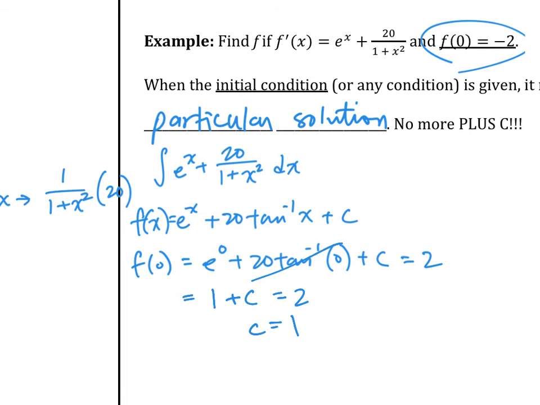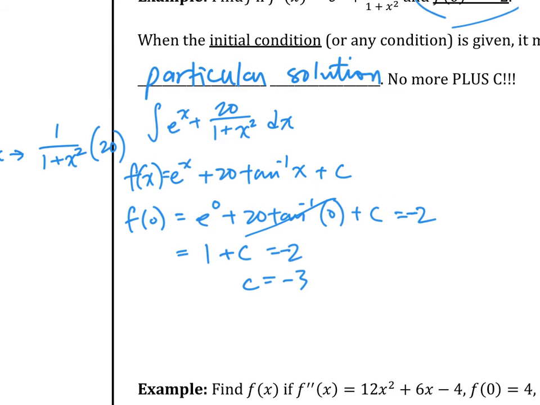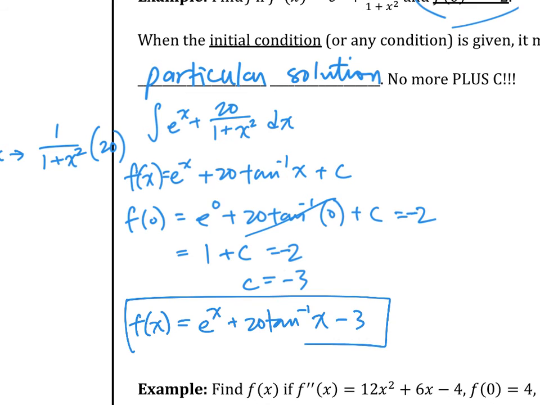So c is, this is negative 2, so this is negative 3. So c is negative 3. Then what we want to do is we have a particular solution. Instead of putting a plus c, we figure out what c is. That is minus 3. So we put that into the equation.